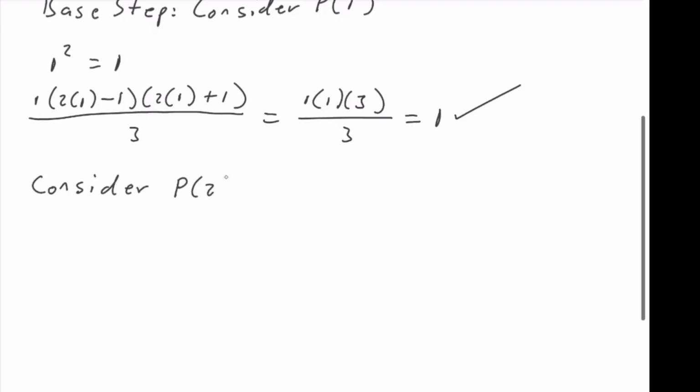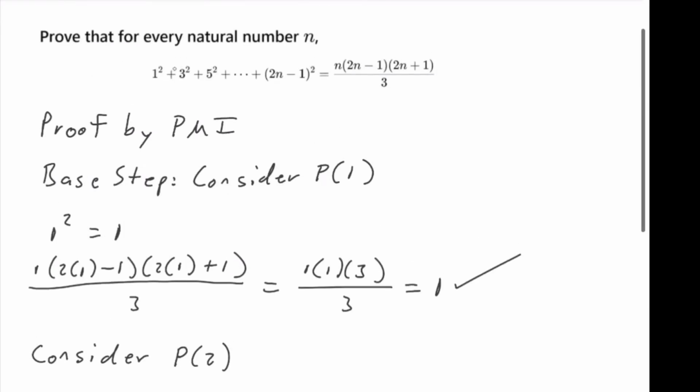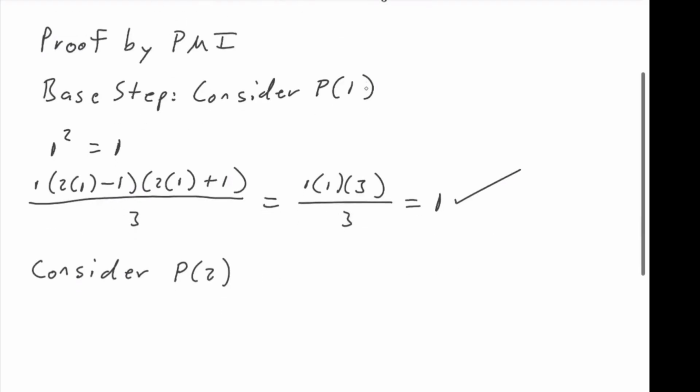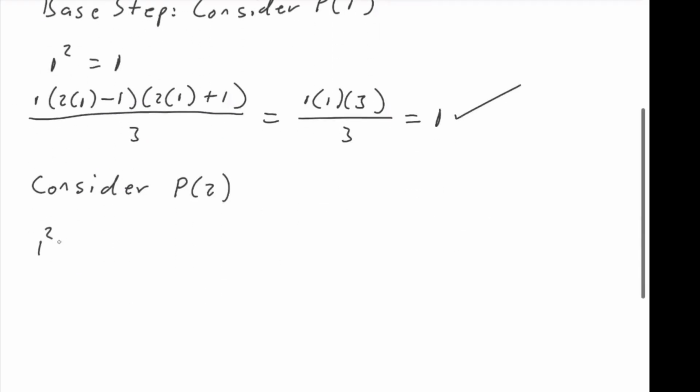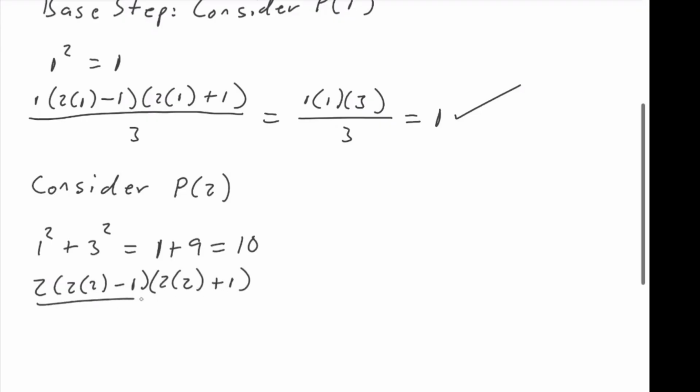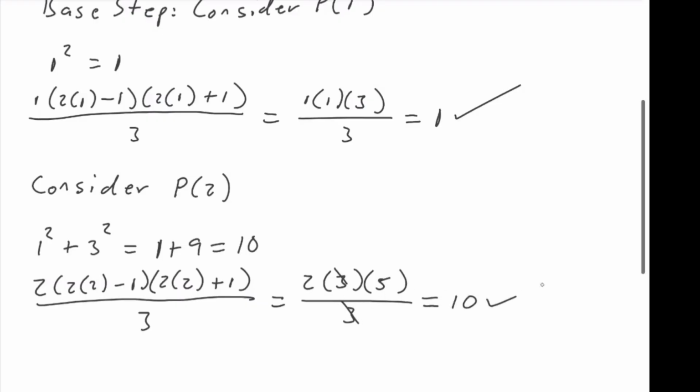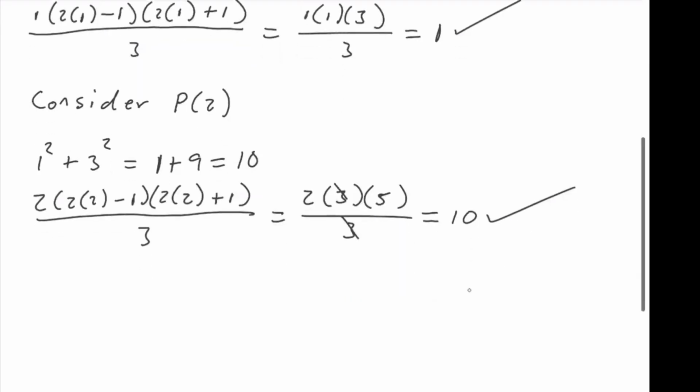P of 2. So the sum of the first two terms in this series is equal to this formula. So that's 1 squared plus 3 squared. So that's going to be 1 plus 9, which is equal to 10. Now the formula is 2 times 2 times 2 minus 1 times 2 times 2 plus 1 over 3. So that's going to be 2 times 3 times 5 over 3. The 3 over 3 is 1, so you are left with 10. So that works out. So at least it looks like it works, right?